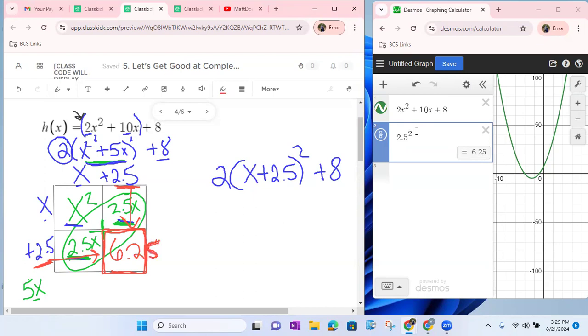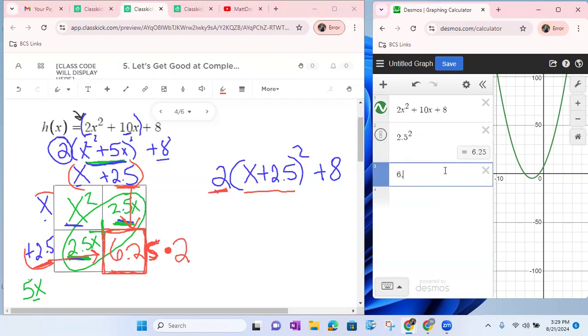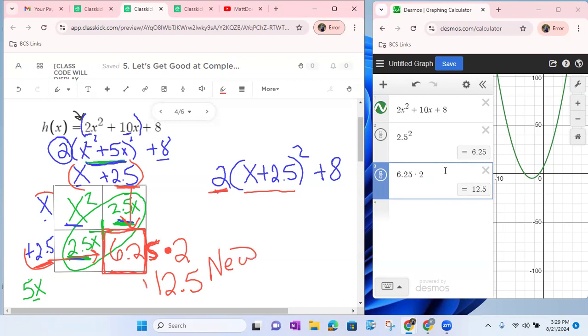Okay. Now there's still an issue with this, because x plus 2.5 squared, which is this and this right here, is being multiplied by 2. So I actually have to double this value because of this multiplying by 2. So what is 6.25 times 2? Well, if you don't know that, we can come over to Desmos. 6.25 times 2, and we're going to get 12.5. Well, this 12.5 is new. And it's a positive 12.5. And it wasn't there. So this is new and it was not there.